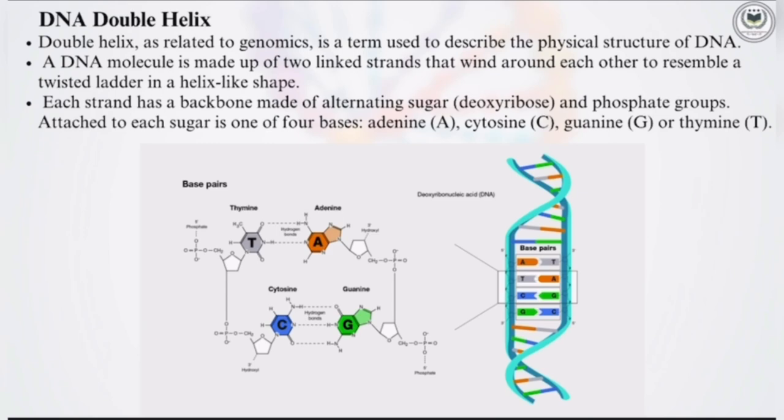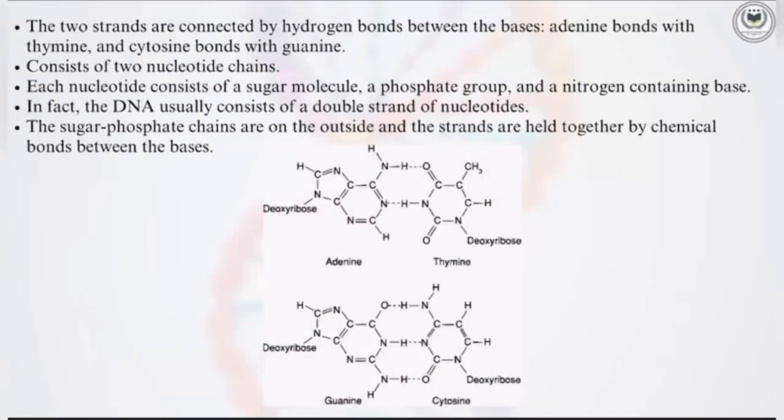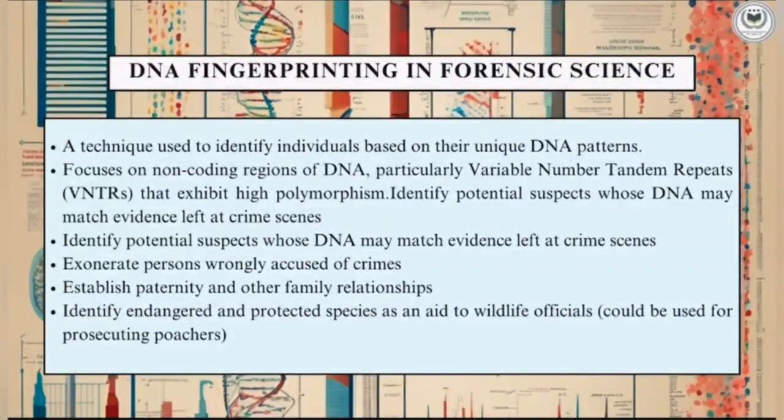Each DNA molecule is made up of two linked strands that wind around each other to resemble a twisted ladder in a helix-like shape. The backbone of DNA is made up of alternating sugar, deoxyribose, and phosphate groups. Each sugar is attached to one of the four bases: adenine, cytosine, guanine, or thymine. The two strands are connected by hydrogen bonds between the bases, where adenine bonds with thymine and cytosine bonds with guanine.